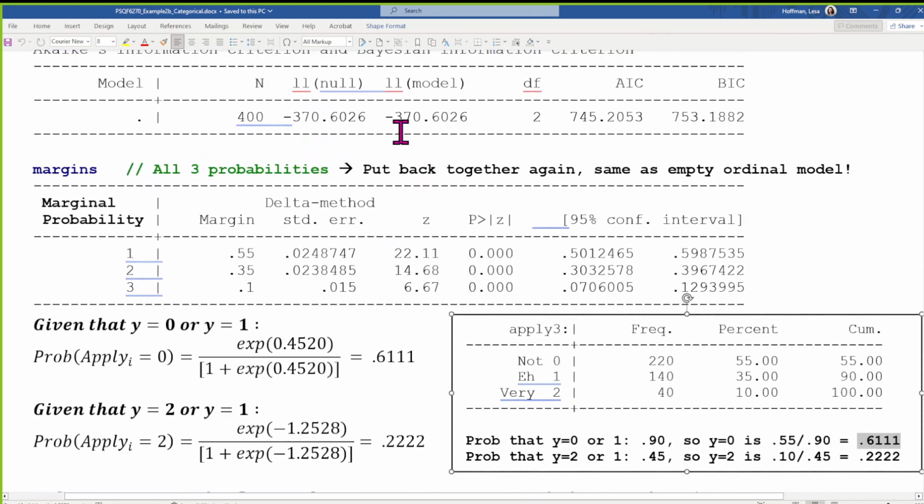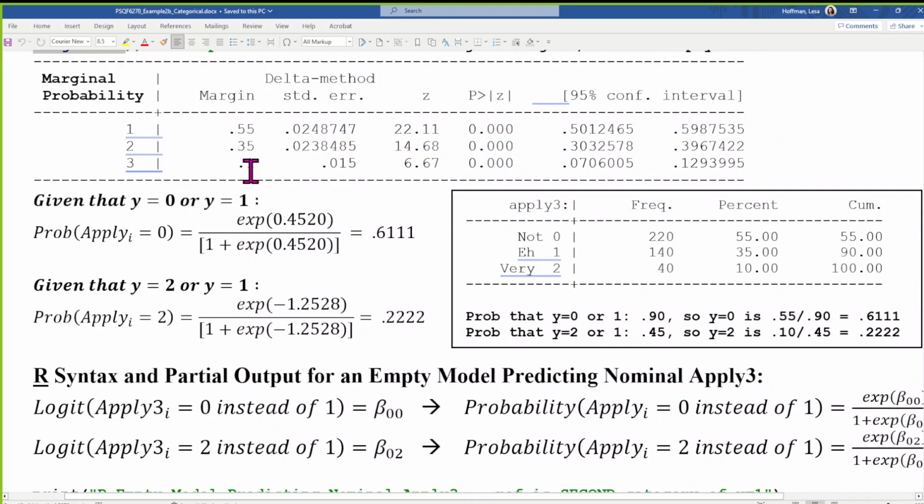Stata, though, hides this from you. If you ask for margins to get the predicted probabilities, it's like, here you go, 0.55, 0.35, and 0.1. So it puts it all back together again across the submodels in a way that sort of obscures what the actual submodels are predicting. I'm not sure if that's helpful or not.